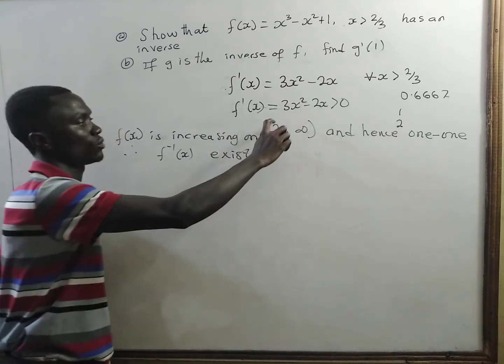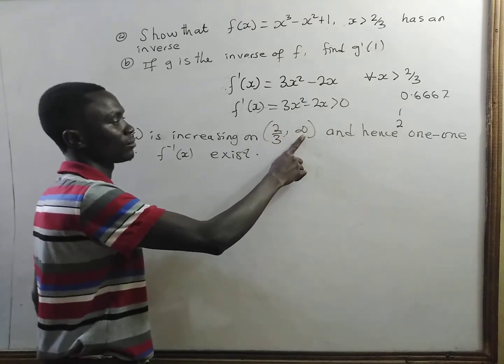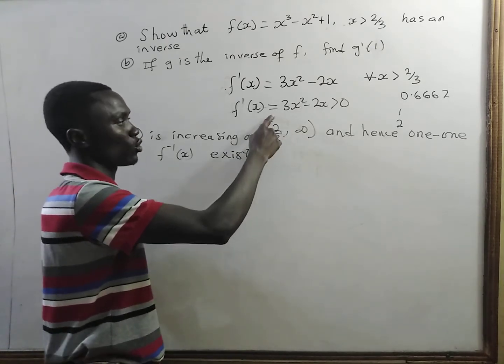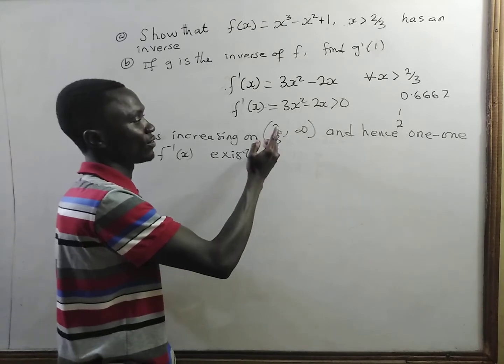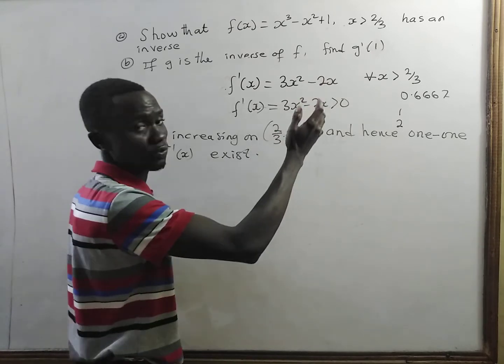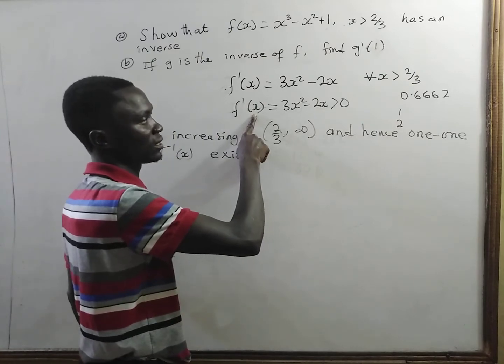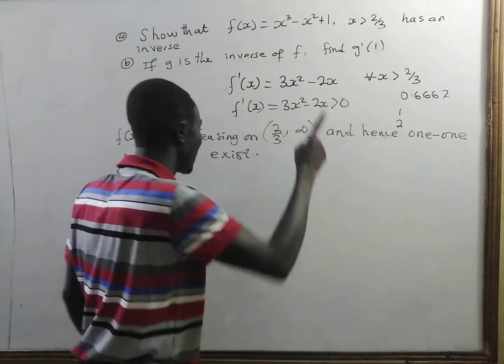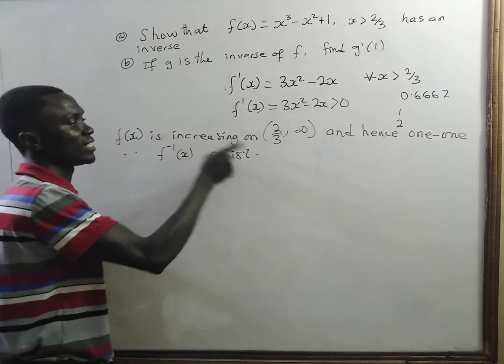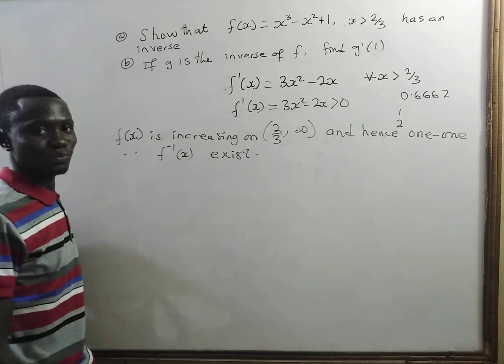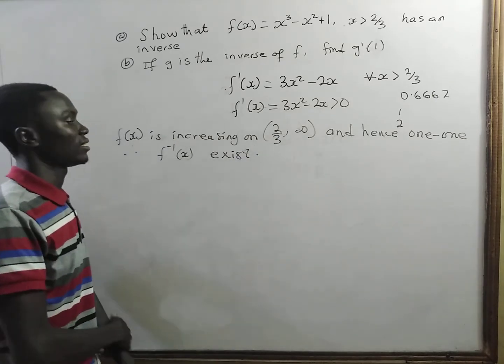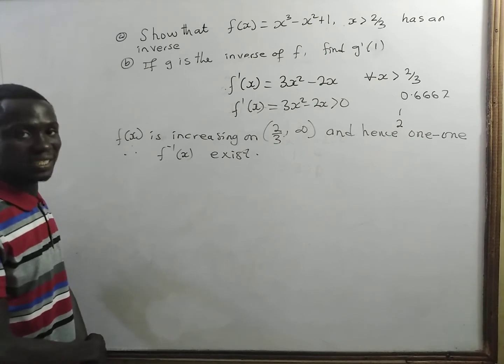Why have I written 2 on 3 up to infinity? 2 on 3 is not included because of the open bracket. That is for values of x greater than 2 out of 3 up to infinity, f prime of x is always greater than 0. Hence, f of x is increasing on this interval. And hence, the inverse of the function exists.